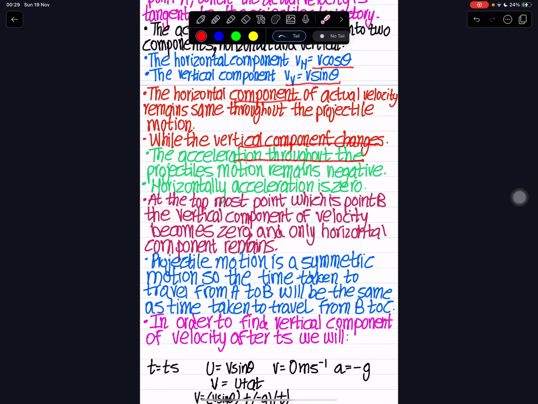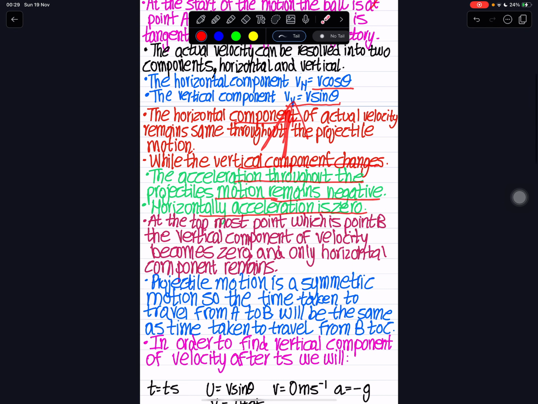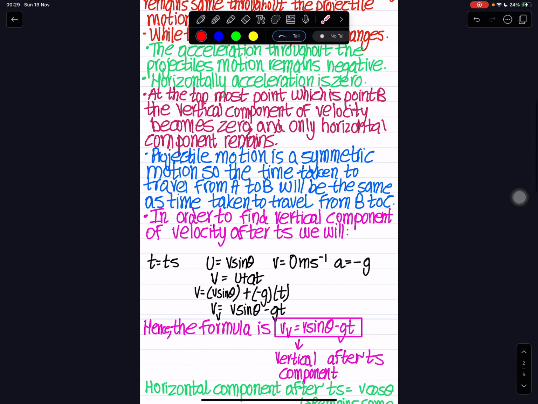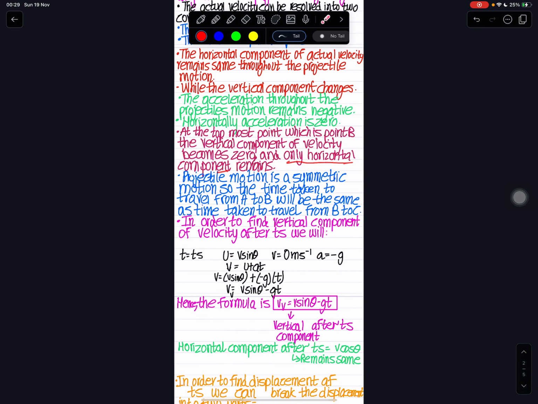The acceleration throughout the projectile's motion, I'm talking about the vertical acceleration, remains negative. Horizontally, acceleration is 0. Why is acceleration 0? Because speed is constant, and when speed or velocity is constant, acceleration will be 0, right? And only the horizontal component remains.